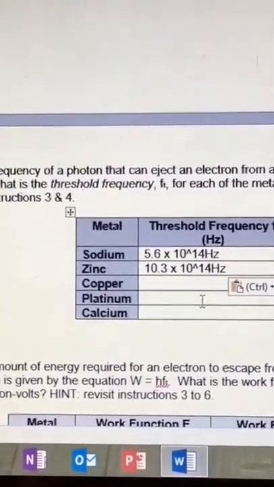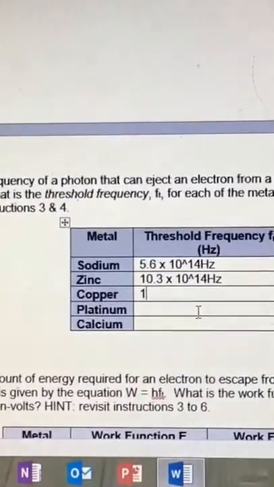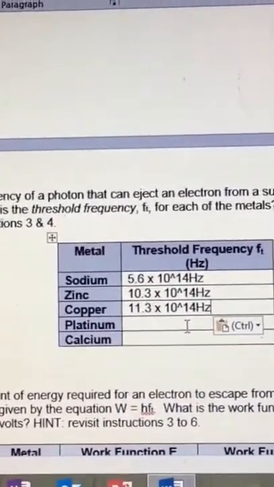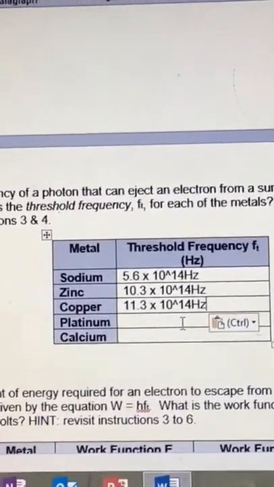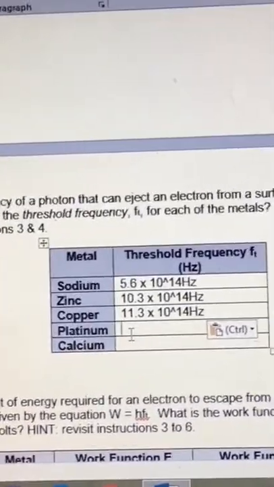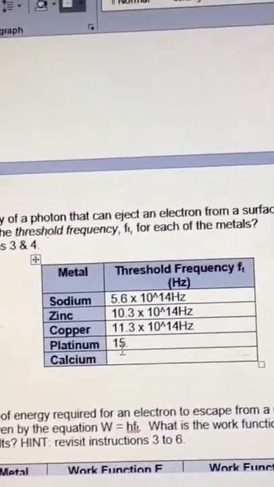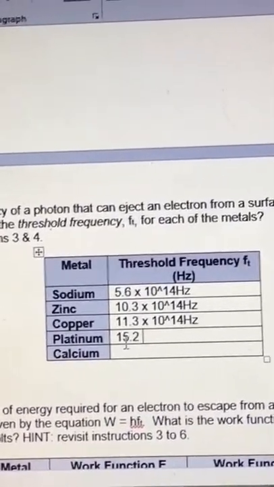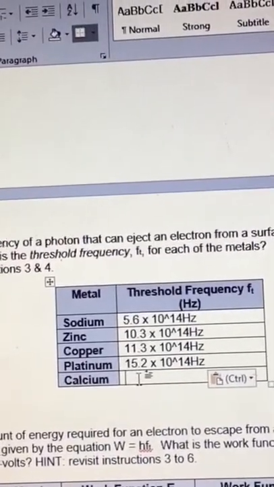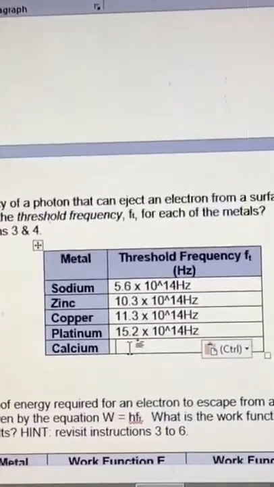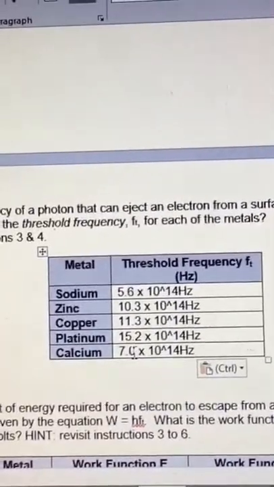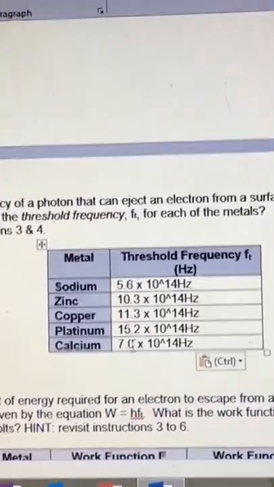The threshold of copper is 11.3 times 10 to the 14th Hz. The threshold of platinum is 15.2 times 10 to the 14th Hz. The threshold of calcium is 7.0 times 10 to the 14th Hz.